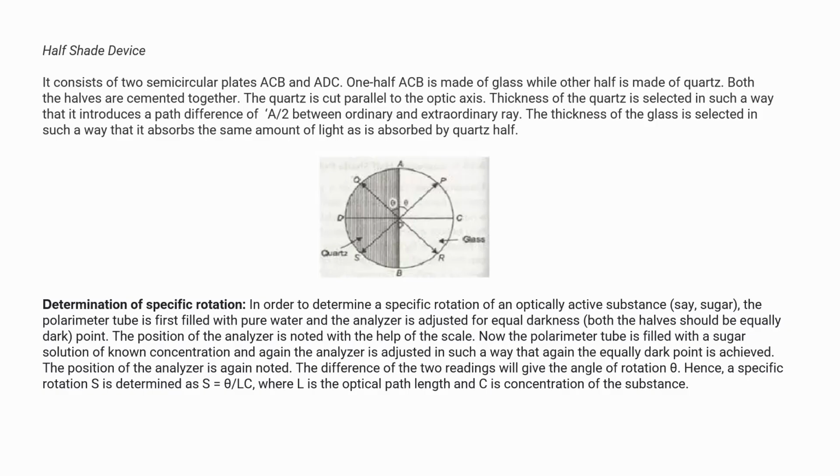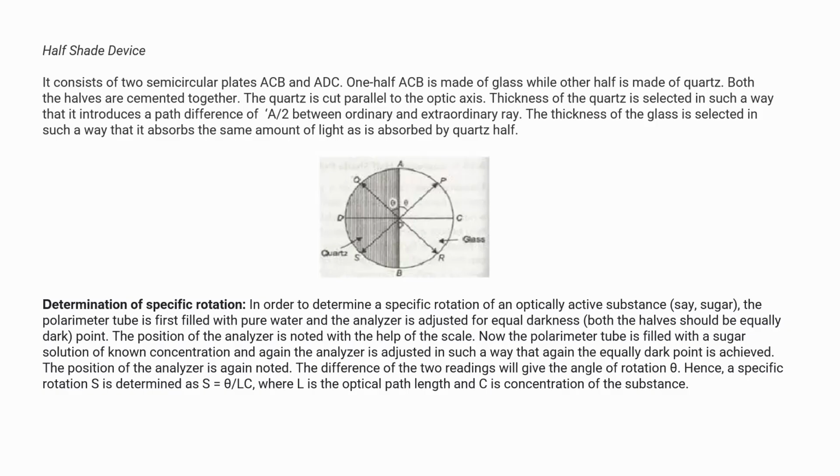The quartz is parallel to the optic axis, and its thickness is selected in such a way that it introduces a phase difference of π/2 between the quartz ray and the glass ray. The thickness of the glass is selected so that it absorbs the same amount of light as is absorbed by the quartz half.